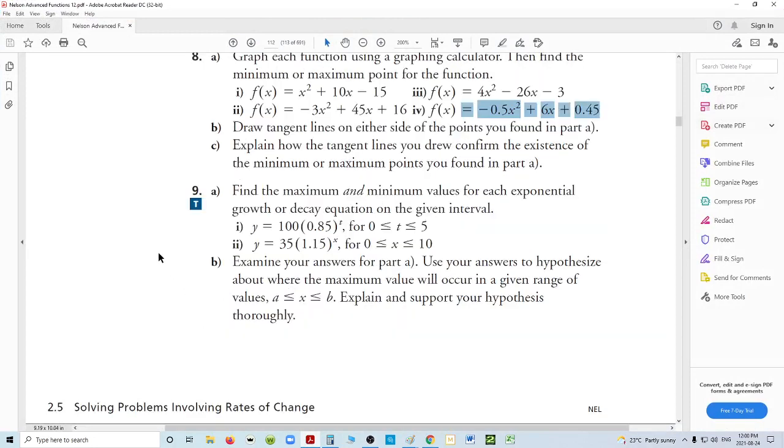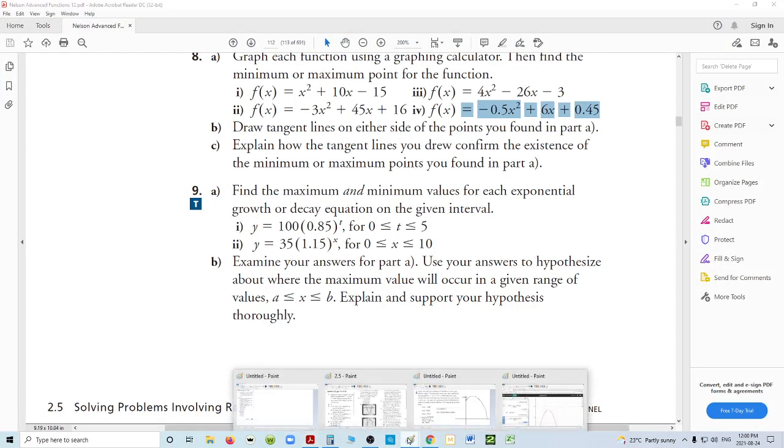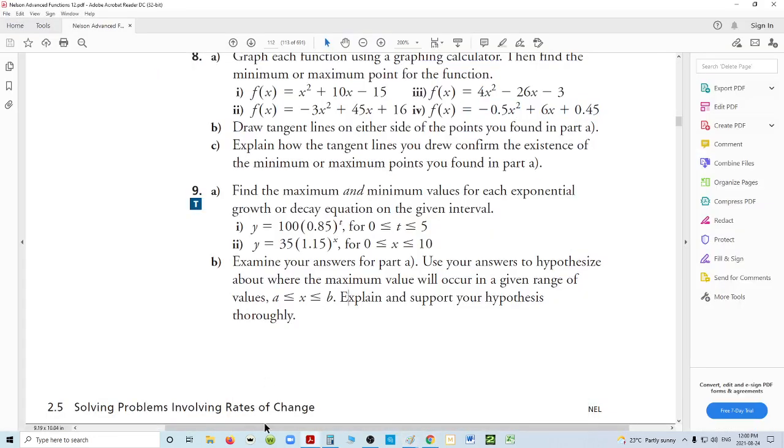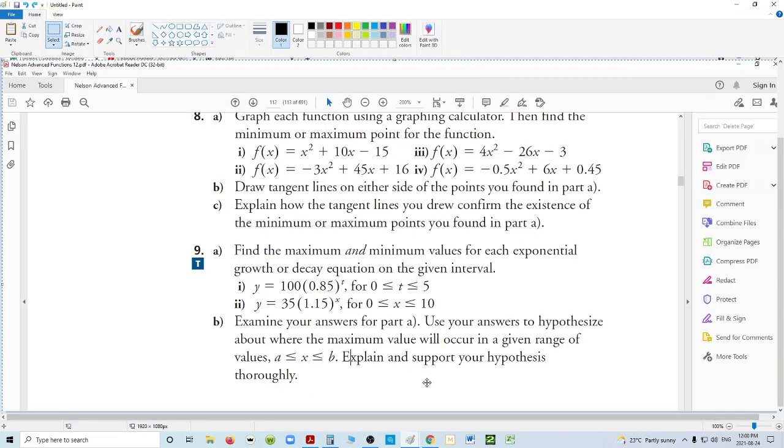Find the maximum and min values for each exponential growth on the given interval. This is a bizarre question. And by the way, we should confirm our answers. Always confirm your answers, but I'm not going to for the last one because we had a graphing calculator working for us. So this is a bizarre question, and I hope I'm doing it right, and I should probably make sure I understand what they're asking.